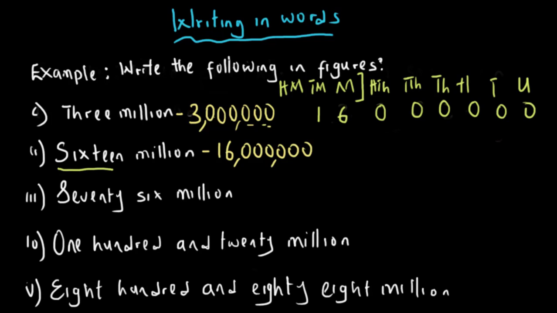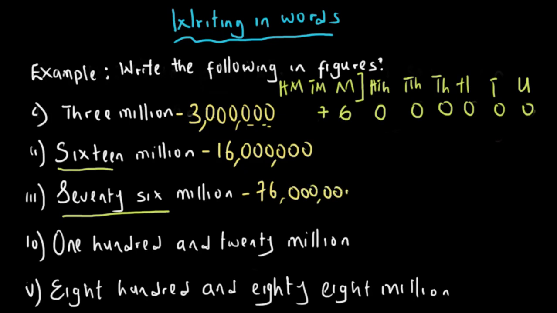Let's take the third question. So for the third question, we have 76 million. So we write the million part first. That will be 76. And for the others we write 0, 0, 0, 0, 0, 0. So it means that 76 million will be 76 and then 6 zeros. Do you understand?